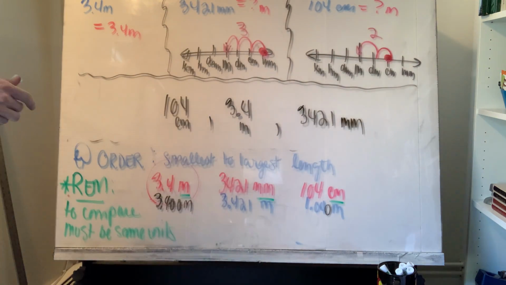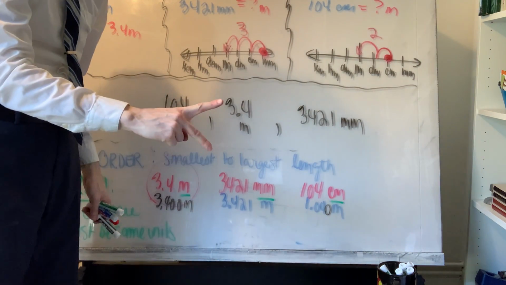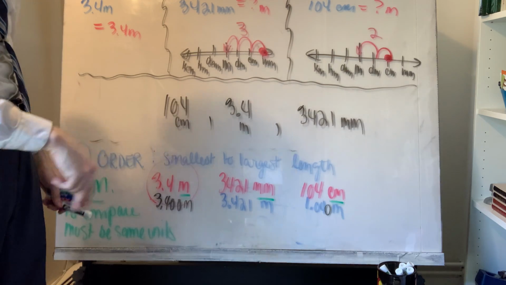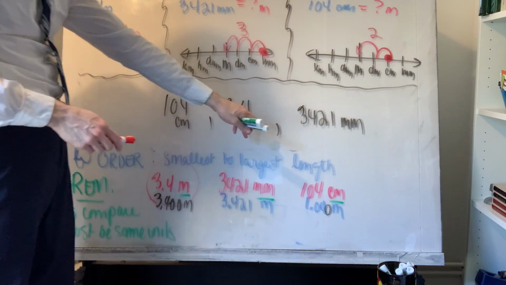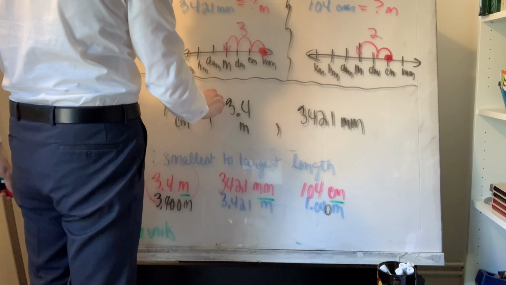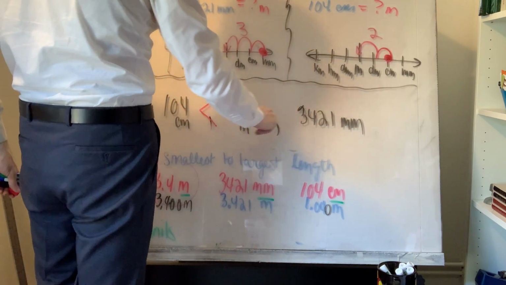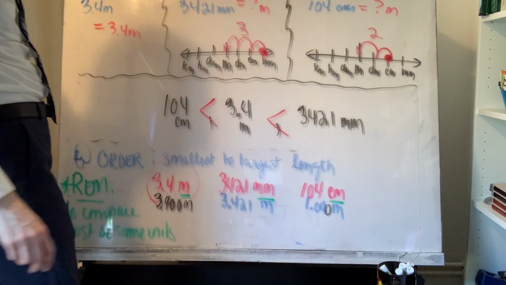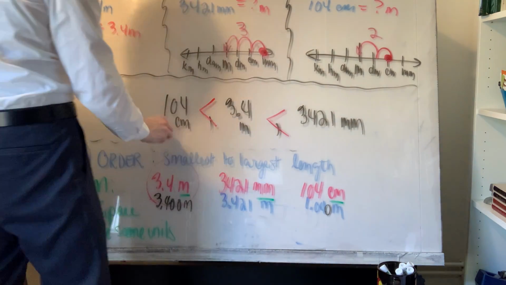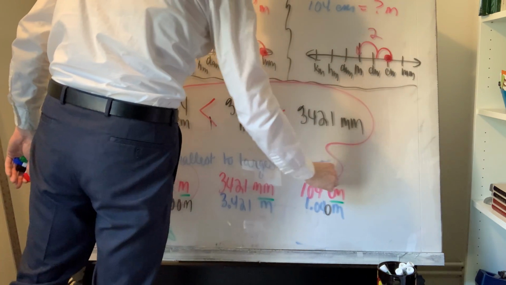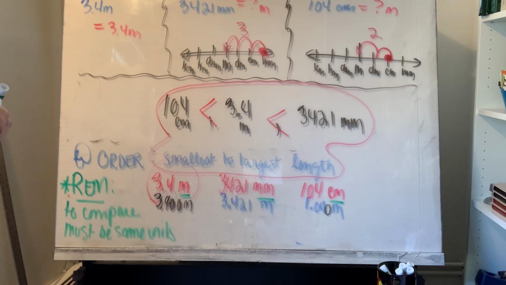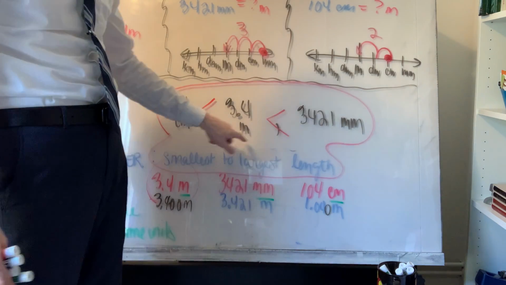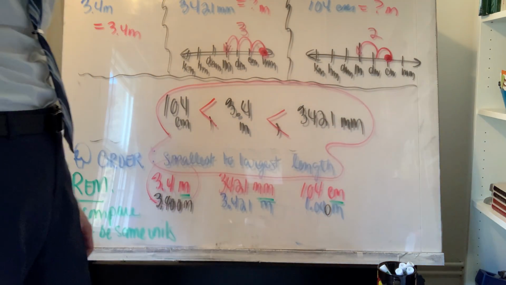And again, if you want to be very fancy, use the less than symbol. It would be oriented like that for least to greatest, smallest to largest. So in lieu of a comma, you could say, well, this is smaller than that, but this is smaller than that. Right. That's somewhat fancier. Anyhow, this would be the appropriate order as it is specified, smallest to largest: 104, 3.4, and 3,421 with their respective units, centimeters, meters, and millimeters. Okay?